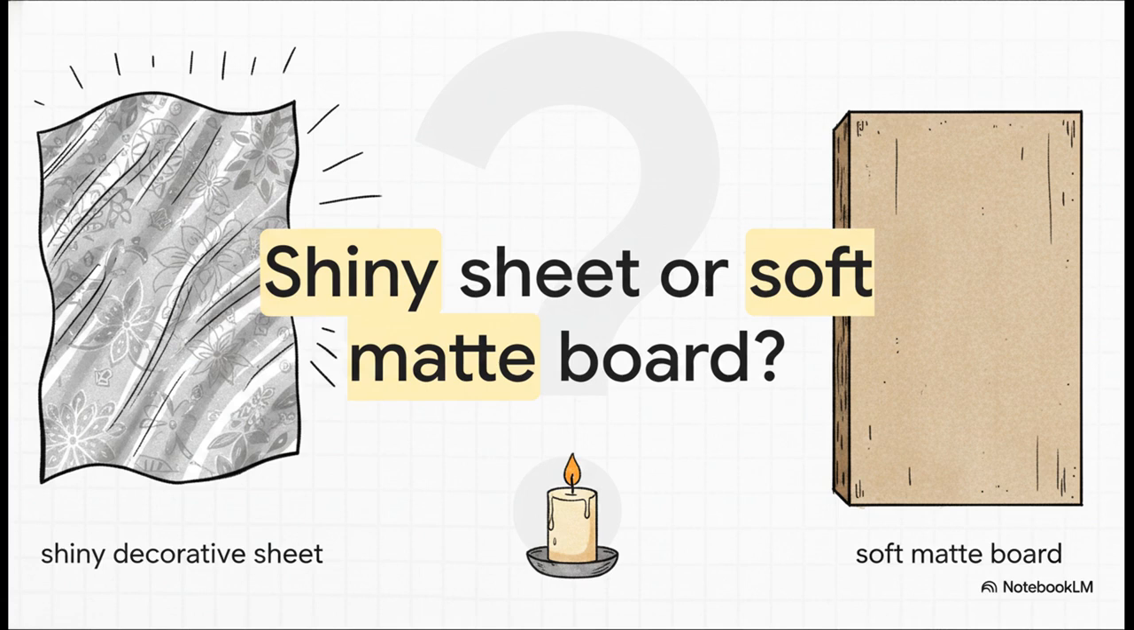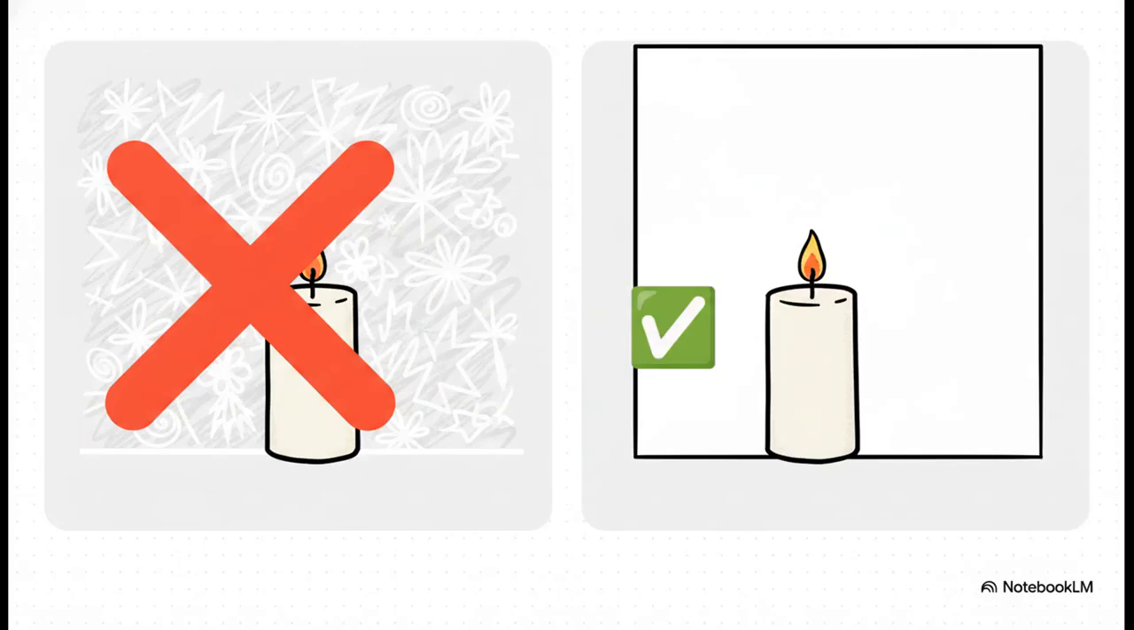So we walk into our prop room, and we essentially have two distinct choices for this shoot. On one hand, we have a shiny decorative sheet with an intricate repeating pattern. On the other, we have a very simple, earthy, soft matte board. Which one are you grabbing for this candle setup? Okay, drum roll, the soft matte board wins, and honestly, it wins by a landslide.